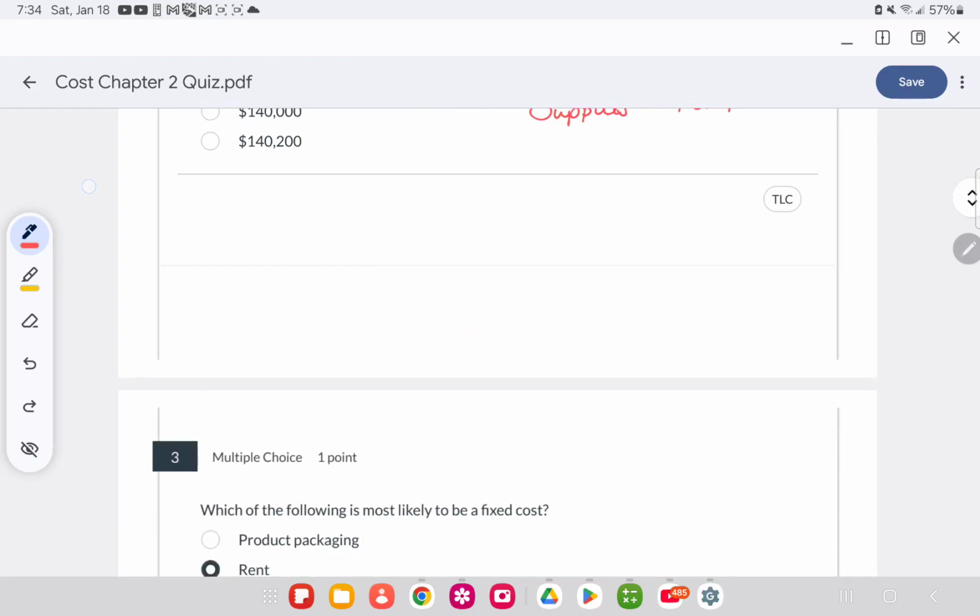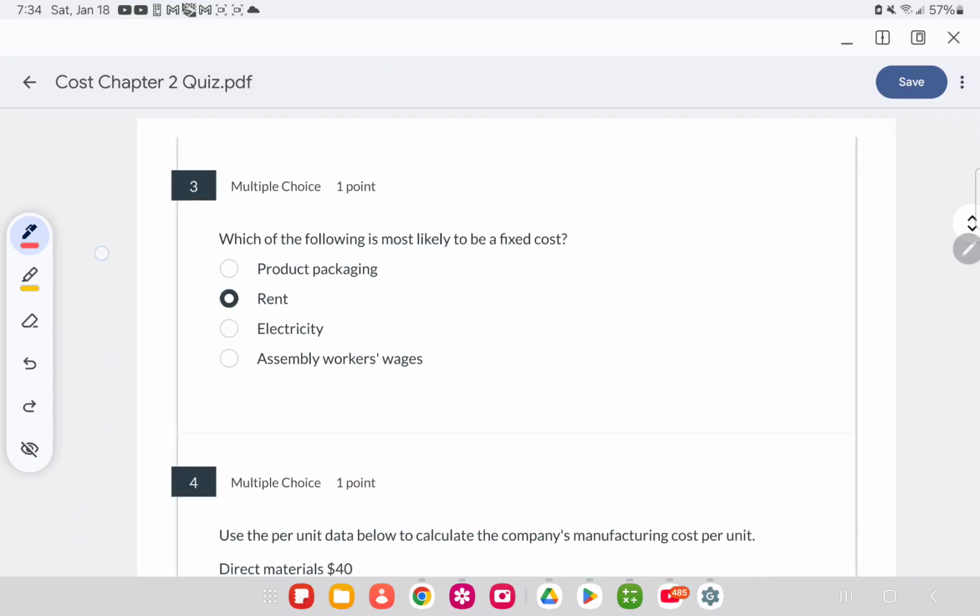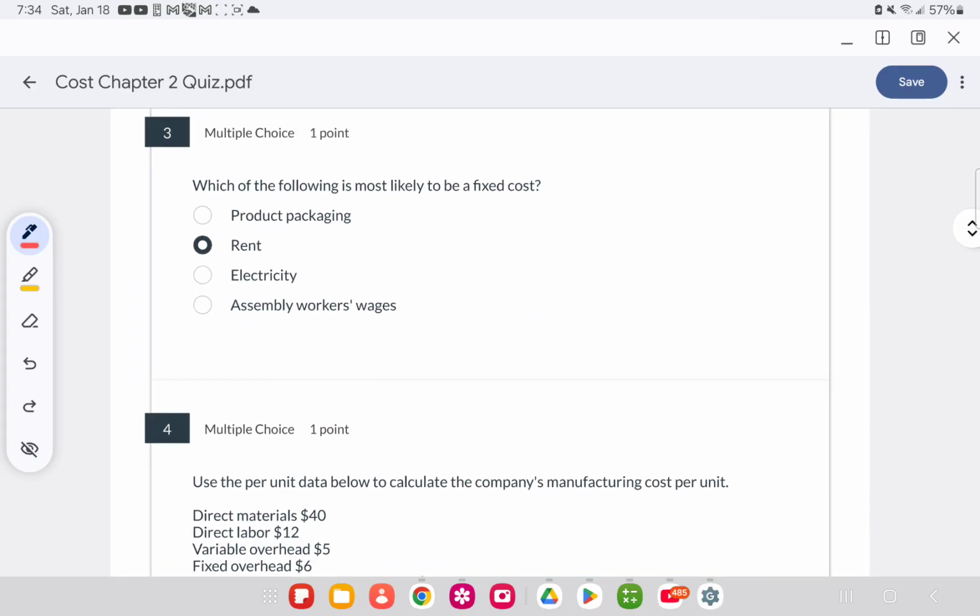All right, let's take a look at number 3. Which of the following is most likely to be a fixed cost? Remember, fixed costs are those costs that aren't going to change just because you produced one more unit, right? So product packaging, we're going to use more product packaging if we have one additional unit of output because we need more packaging, right? So product packaging would be variable.